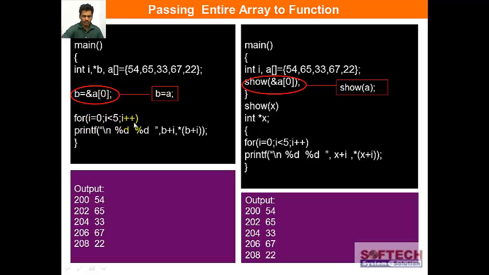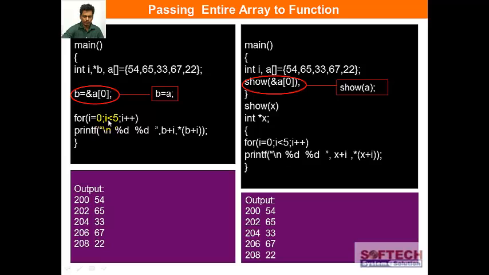So for i = 0, i < 5, i++, printf("%d", b + i, *(b + i)). In the first loop, i value is 0 and b + 0. What is the value of b? 200, as per our example. So 200 plus 0 is 200. *(b + i) is the value at 200, which is 54. It displays 54, but the address displayed is 200 because 200 plus 0 is 200.